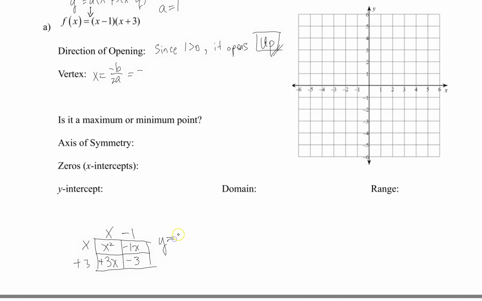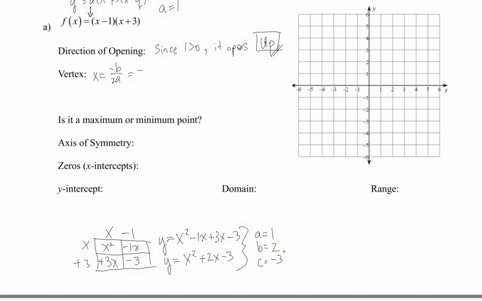So when I put these all together, I've got y is equal to x squared minus 1x plus 3x minus 3. And I want to combine the middle two that are like terms. So you get y is equal to x squared plus 2x minus 3. Now that it's in standard form, I can see that a is equal to 1, b is equal to 2, and c is equal to negative 3.